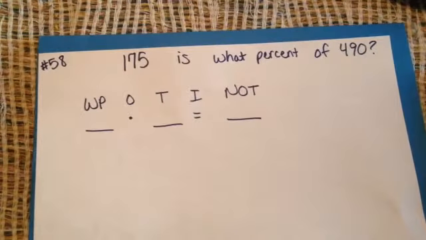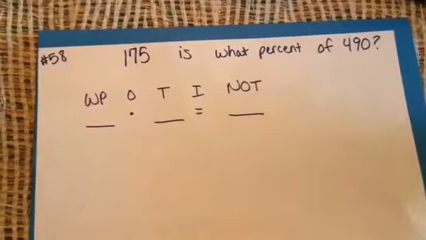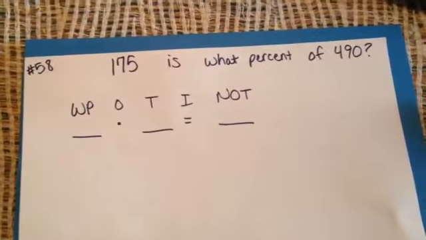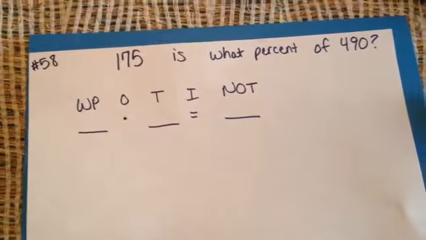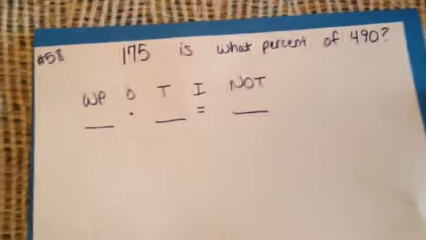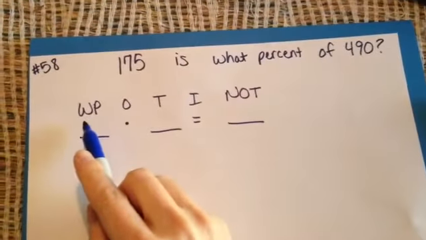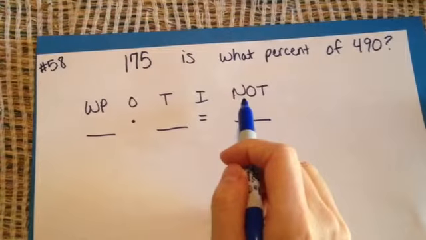Okay, this is a video for number 58 from the practice final, and the question is 175 is what percent of 490? And right away I see that I'm dealing with percents, so I'm going to use my structure of W potty naught to set up the equation. Again, W potty naught stands for what percent of the total is the number.